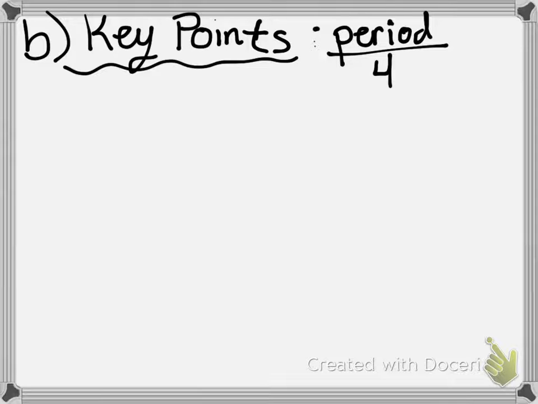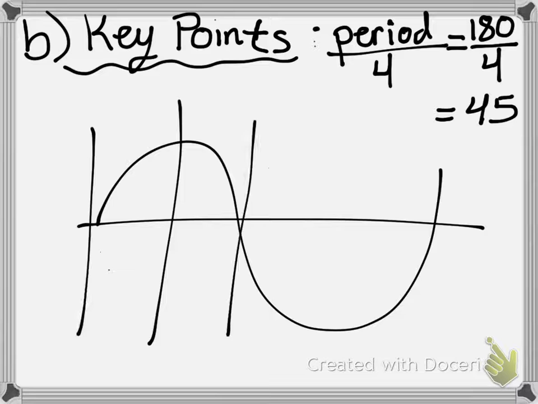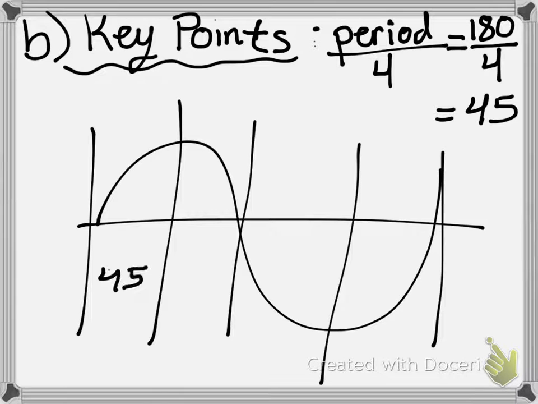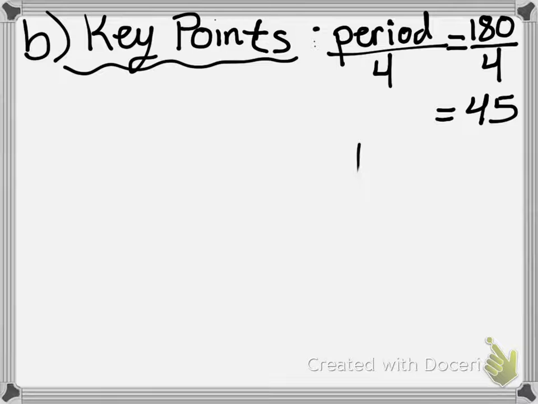So our total time, our period, was 180 degrees. If we divide that by 4, that equals 45 degrees. So each section was 45 degrees, just like that. And that'll add up to equal our entire 180 for the entire period of this graph. So now we actually need to find those points.